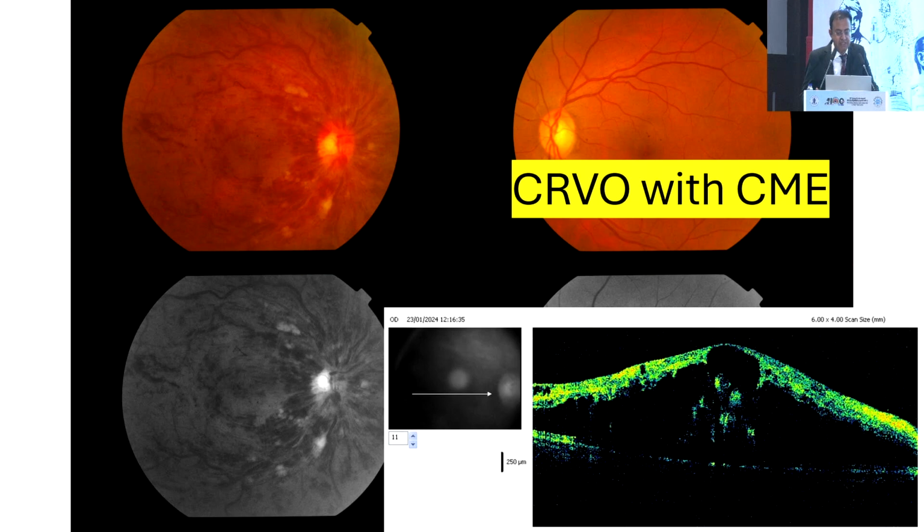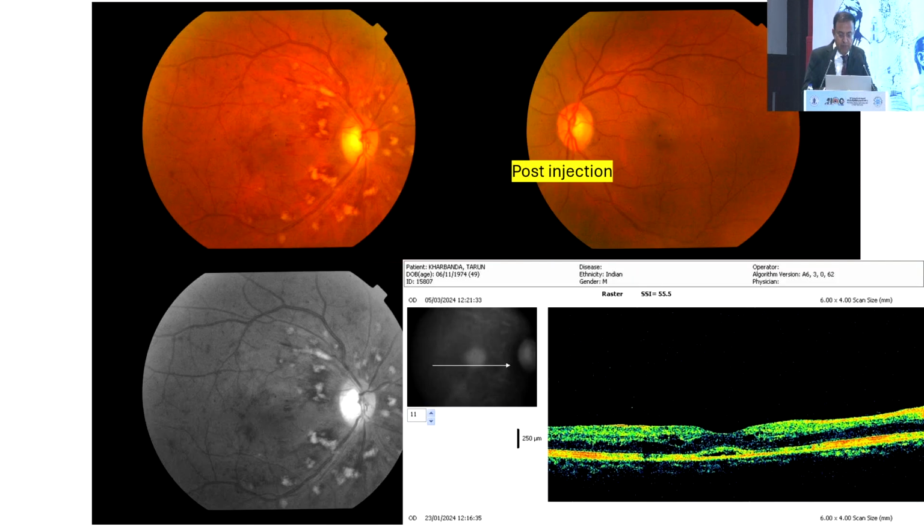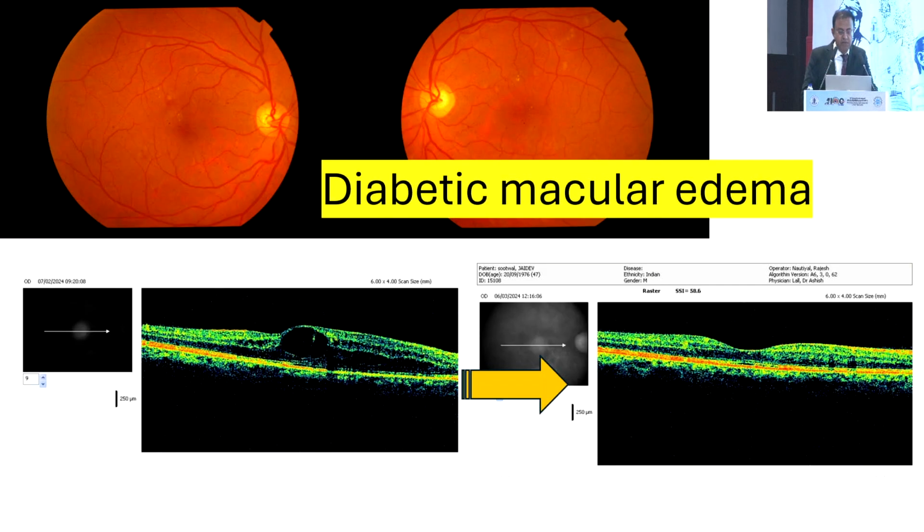So we have various indications like CRVO with CME, and now this patient got Razumab. You can see that the OCT clearly shows decrease in fluid. What we need to see is the fluid, whether it is intraretinal, subretinal, or sub-RPE, that the fluid should decrease. Then we can repeat it. Diabetic macular edema, you can see here they respond quite well. Now you need to know when you have to repeat it.